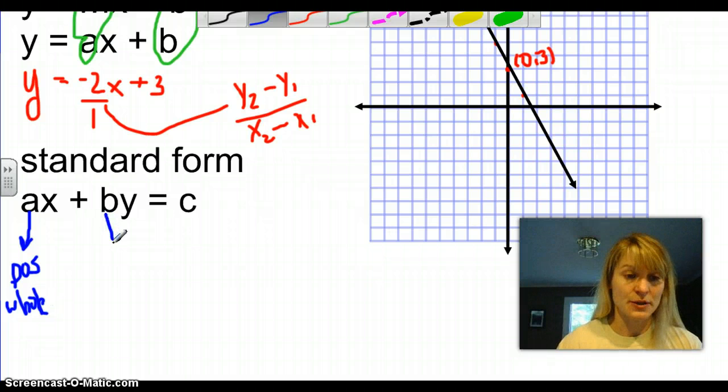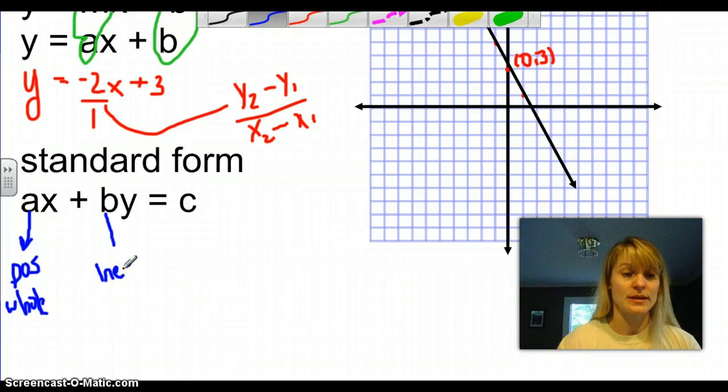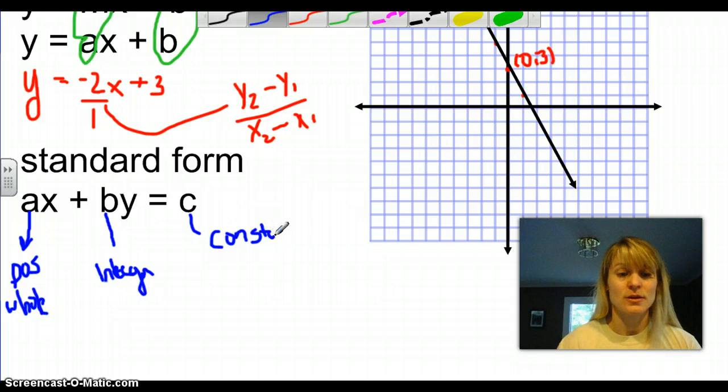Now my b value, the coefficient in front of the y, can be an integer, which means it can be a positive or a negative. I'm trying to talk and write at the same time. Integer, sorry. And the c stands for your constant. And if you remember, we've talked about this before. A constant is just a number standing by itself. So it can be positive or it can be negative, but it needs to be just a regular old number.